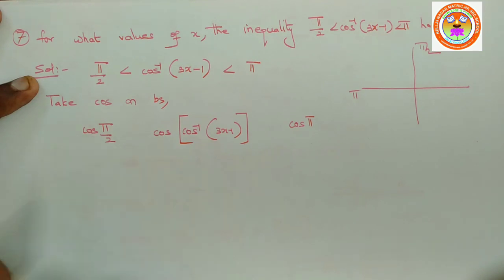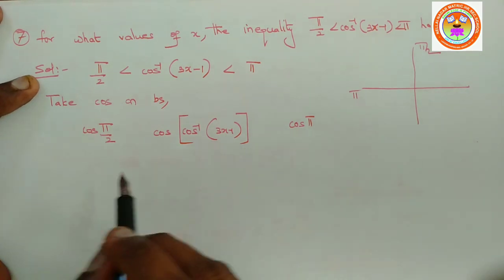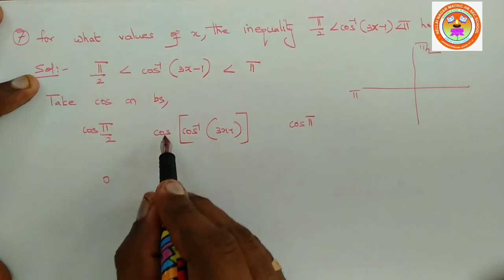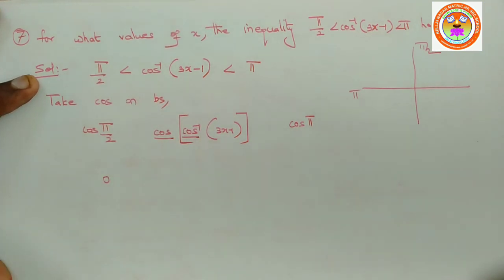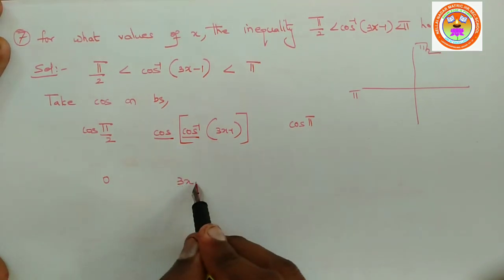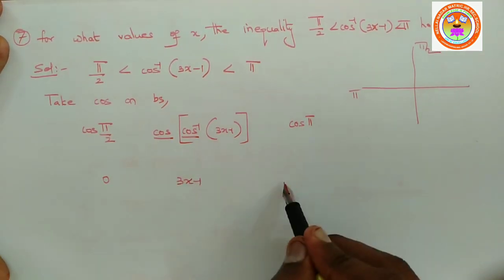So listen, what is the value of cos pi by 2? You know, cos pi by 2 is nothing but 0. This cos and cos inverse can be removed. Cos and cos inverse we can cancel, leaving nothing but 3x minus 1. Cos pi value is minus 1.